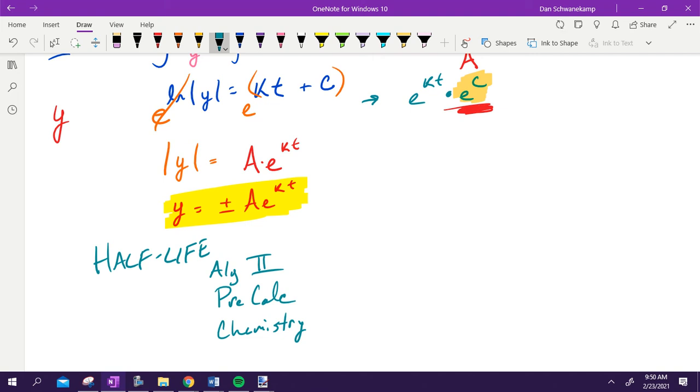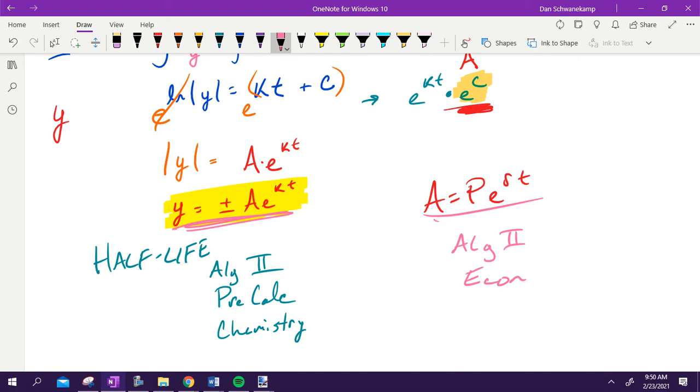Okay, but that's half-life. How about this formula? Have you ever seen this one before? A equals P-E-R-T. Yeah, that's compound interest, right? You saw that one in Algebra 2. You've seen that one in Econ maybe. Okay, but that's compound interest. This right here are the same.